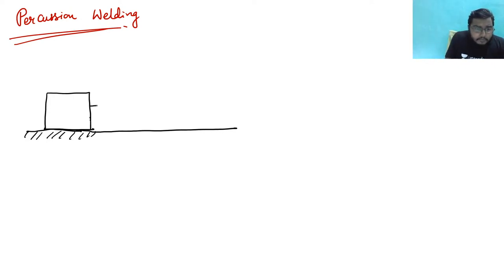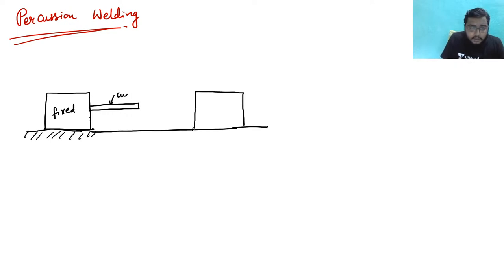So there is one wire, okay? Suppose this is the wire, and this wire is fixed. So this is my fixed end. Now again, another wire, suppose this is of copper. There is another end, and this is the movable end. On this movable end, you just put the zinc or any other metal, and this part is your movable.